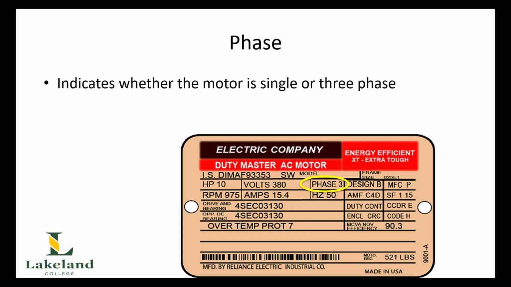The next one is the phase. This will either be 1 or 3. 1 would be single phase, 3, as indicated here on our nameplate, would be for a 3-phase electric motor. And 99% of the motors you're going to see in the plants you'll end up working in are all going to be 3-phase motors.